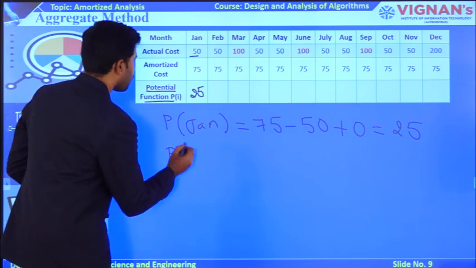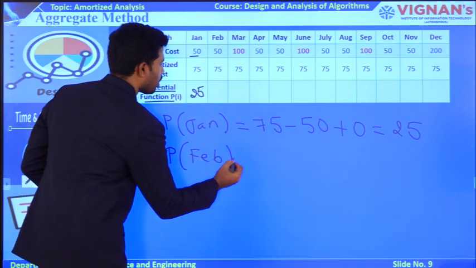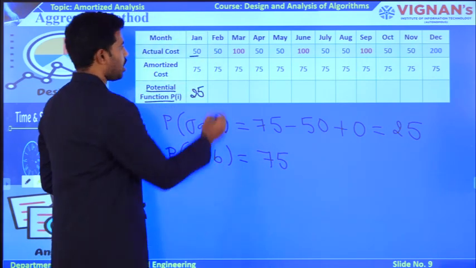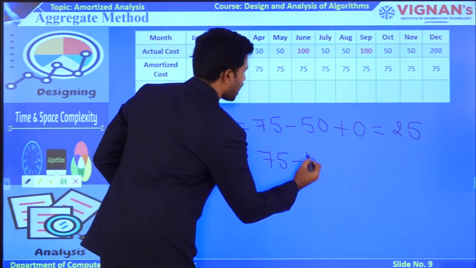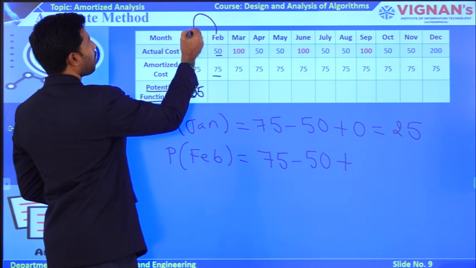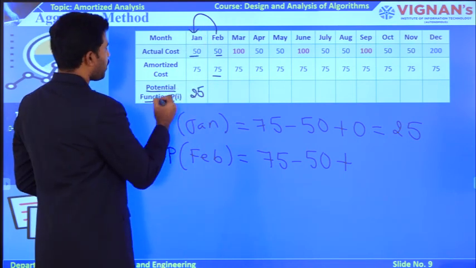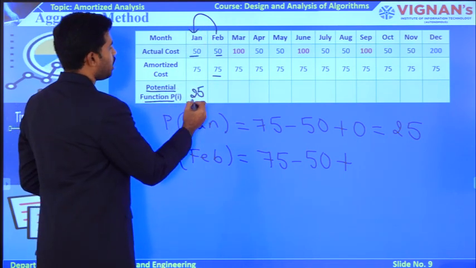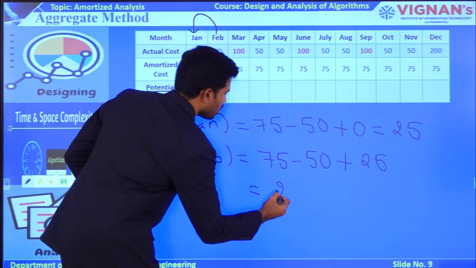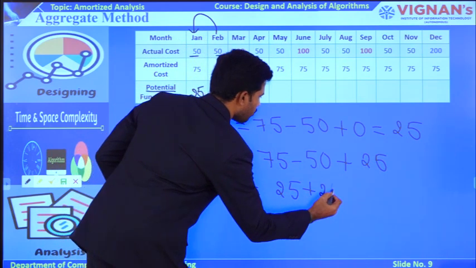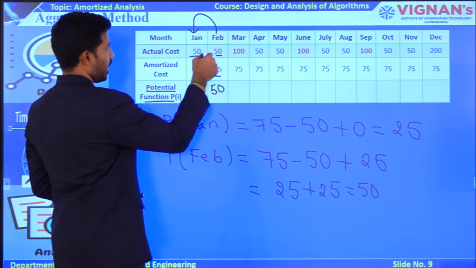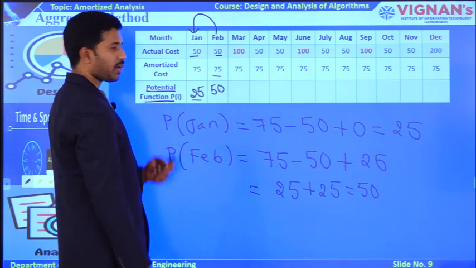Now coming to the potential function of February. Try to concentrate more here. So 75 is the amortized cost and 50 is my actual cost, plus. Is there any previous month available before February? January is available. What is the potential value for January? 25. Now this is going to be 25 plus 25, which is 50. Now fill in 50 under February for the potential function.